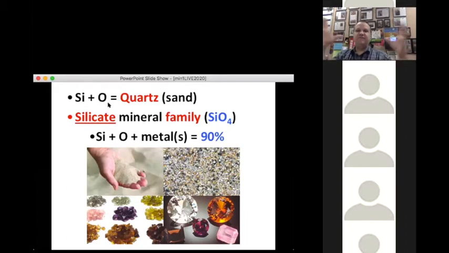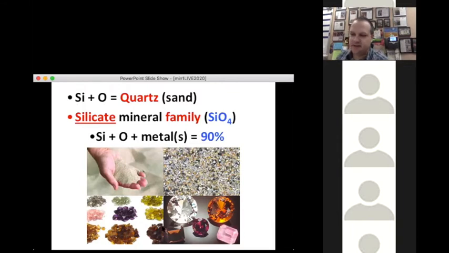And so we have a family. We're going to learn about families of minerals. This kind of mineral, this kind of mineral, this kind. And the family that has silicone and oxygen is called the silicate family. Right here. I want you to hear that again and say it at home. Silicate.